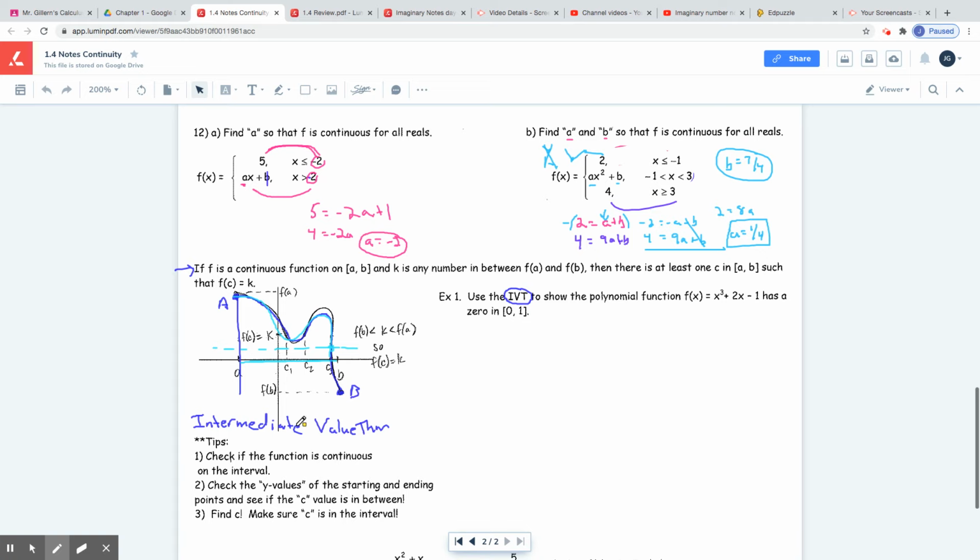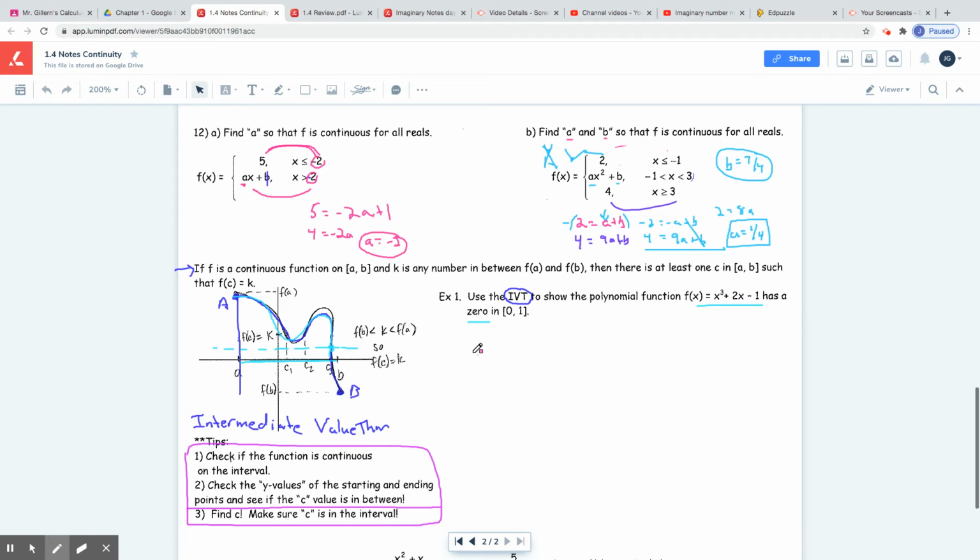Now, for this example, it says use the IVT to show that the polynomial function x cubed plus 2x minus 1 has a 0, which means that you get a y value of 0 between 0 and 1. These are the 3 steps that we do with the Intermediate Value Theorem. The first 2 we always do. The third step is only if it tells us we have to find the x value. In this problem, example 1, we don't need to actually find it. It just says use it to show that there is a 0. We don't actually have to find the 0.